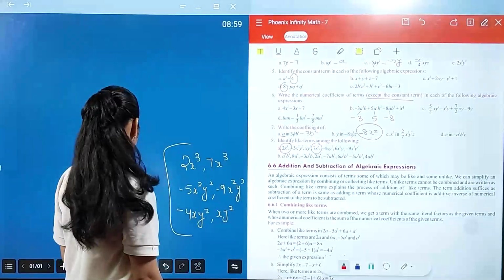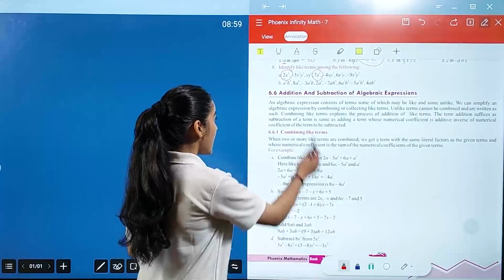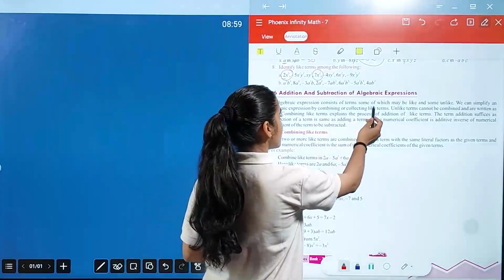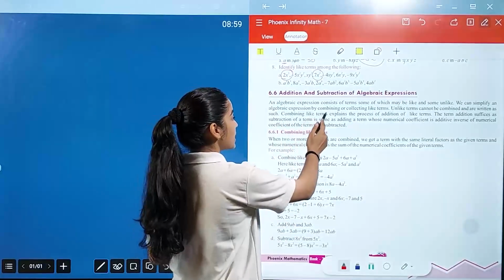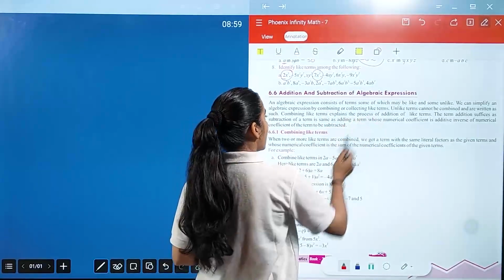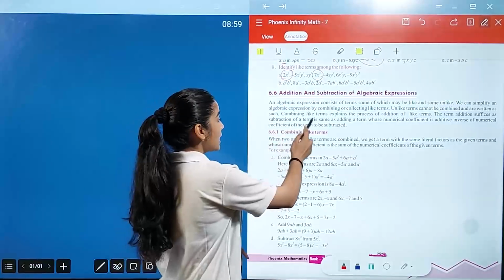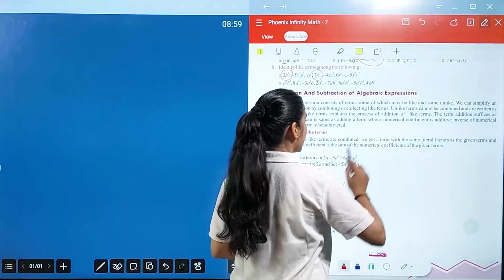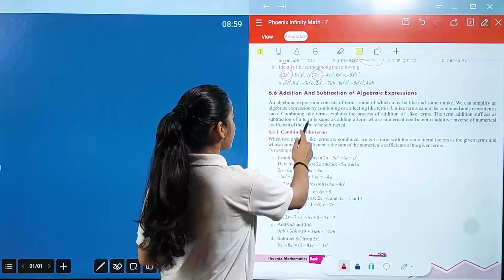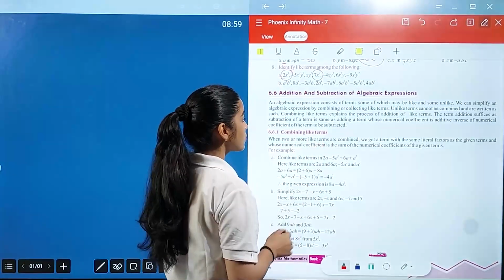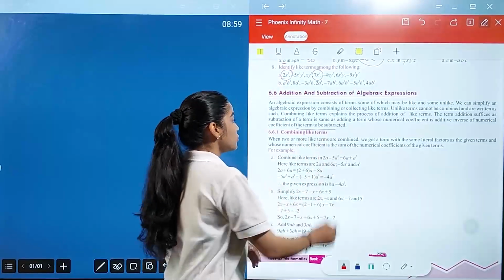Now we move forward to our next concept, which is addition and subtraction of algebraic expressions. An algebraic expression consists of terms, some of which may be like and some unlike. We can simplify an algebraic expression by combining or collecting like terms. Unlike terms cannot be combined and are written as such. Combining like terms explains the process of addition of like terms. Subtraction of terms is the same as adding a term whose numerical coefficient is the additive inverse of the numerical coefficient of the term to be subtracted.